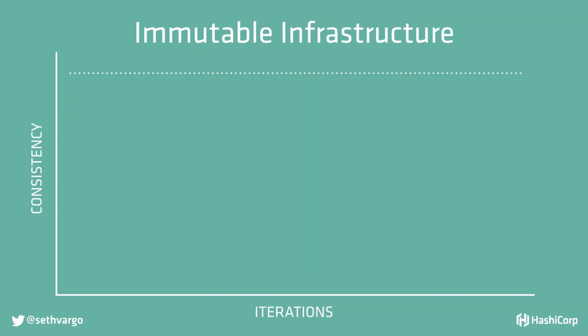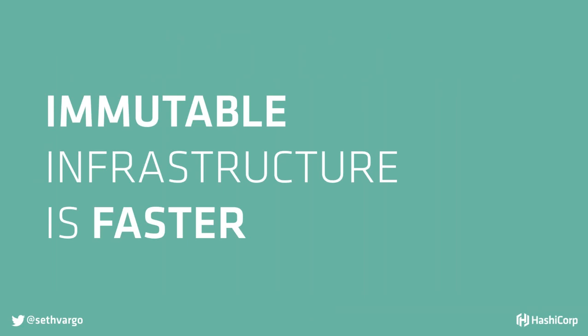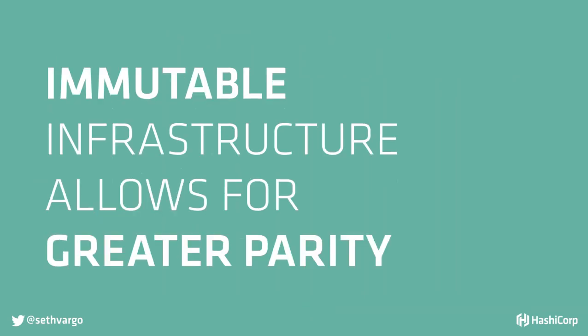Every server that you're running has the same configuration because you've built a precompiled image that you're deploying over and over again. Because of this, immutable infrastructure is much faster. We don't have to wait for configuration management like Chef or Puppet or Ansible or Salt to run for 30 minutes. We don't have to install packages or download configuration. We simply launch the image. It also allows for greater parity. We can very quickly scale out and have multiple machines that are all behaving exactly the same.